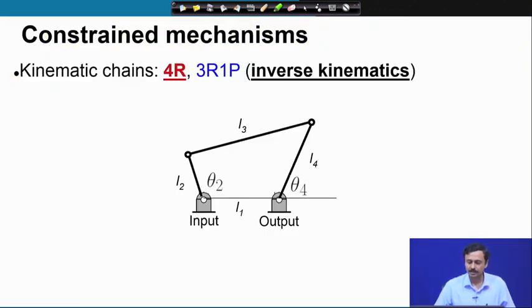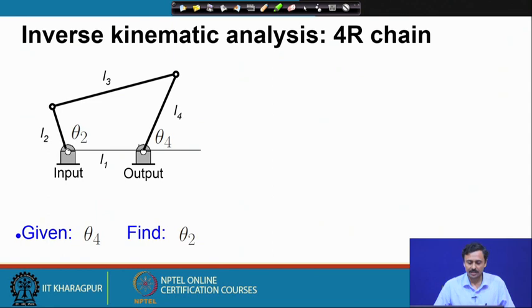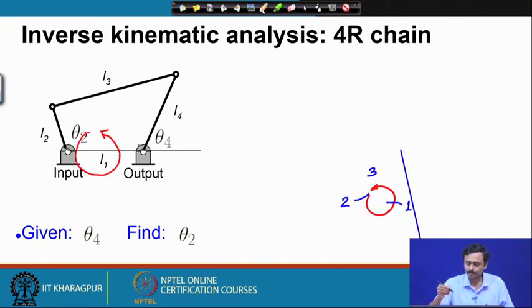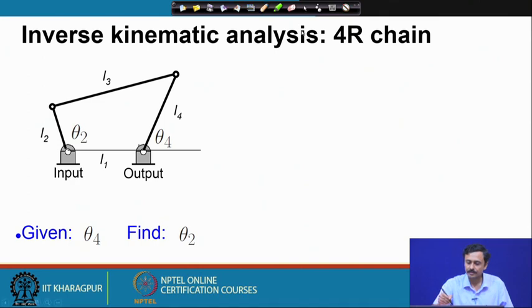And as planned, we are proceeding with constraint mechanisms. We had looked at the forward kinematics of the 4R chain. Now we are going to look at the inverse kinematics of a 4R chain. What is the inverse kinematics problem for a 4R chain? If I am given theta 4, I have to find theta 2. That is the inverse kinematics problem. Given the output, what should be the input?